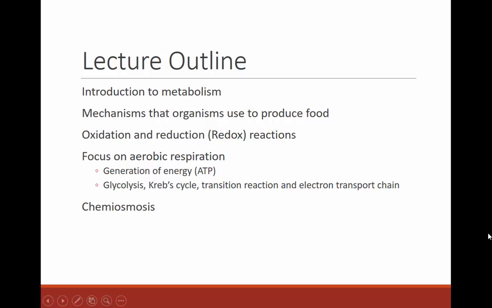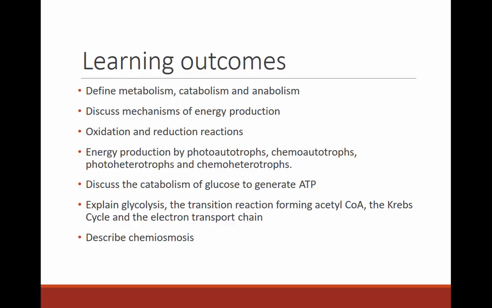So basically, every cell needs to undergo some sort of metabolism to produce food, to produce energy. Part of this is the oxidation and reduction reactions. That just means that electrons or ions move from one thing to another, basically. We're going to look at aerobic respiration, where you get the generation of ATP and how some of those things actually occur, a bit stepwise going through it. And then the chemiosmosis as well.